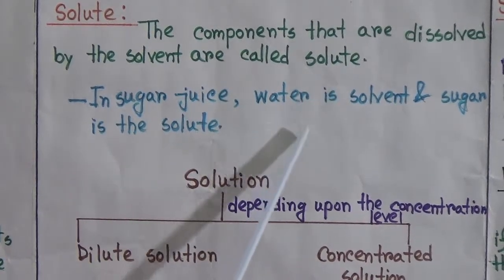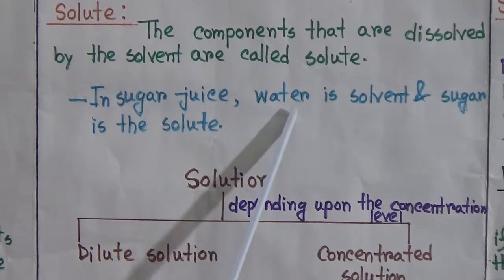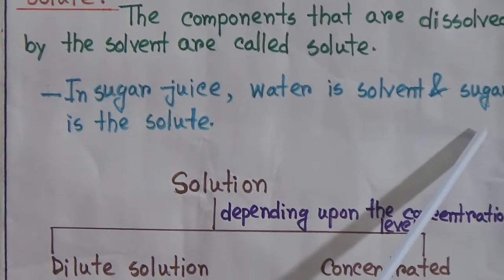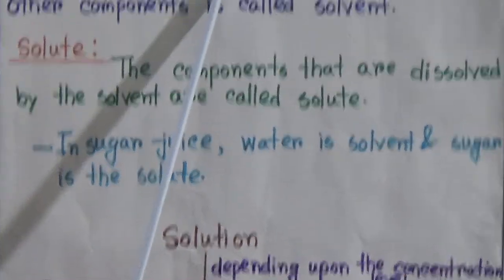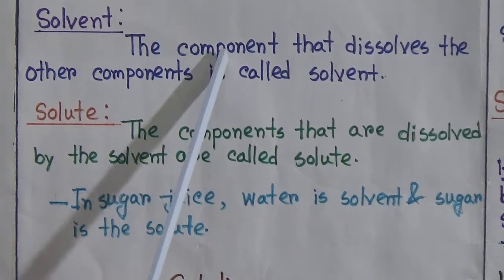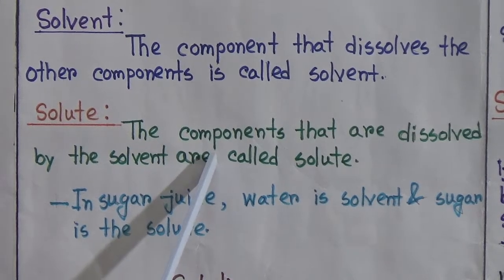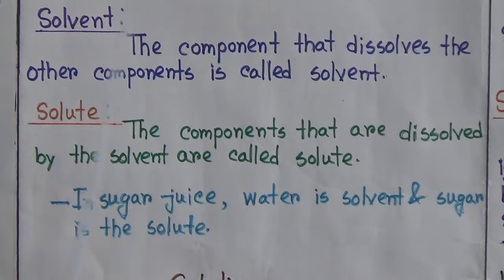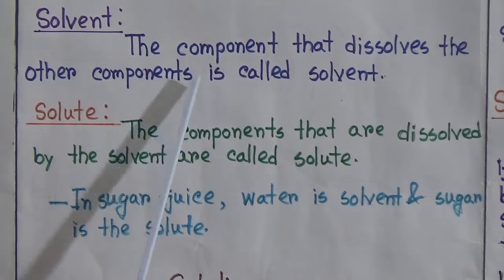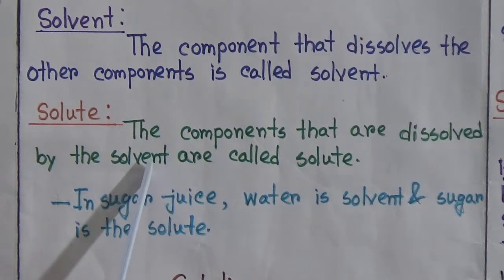That means in the case of a water and sugar solution, water will be the solvent and the sugar will be the solute. There is a difference between solvent and solute. Solvent dissolves the solute and solute is dissolved by the solvent. Normally in a solution, the amount of solvent is more than the amount of solute.